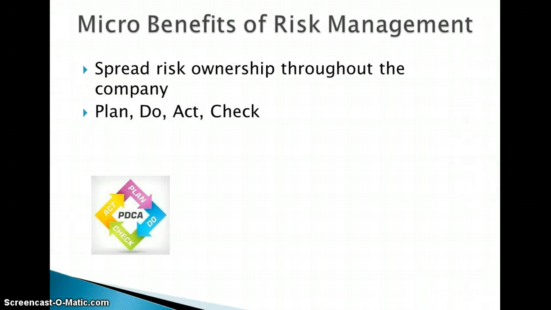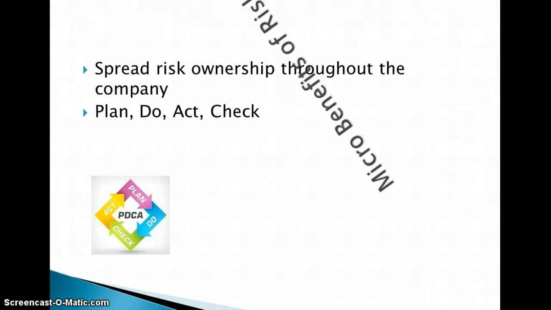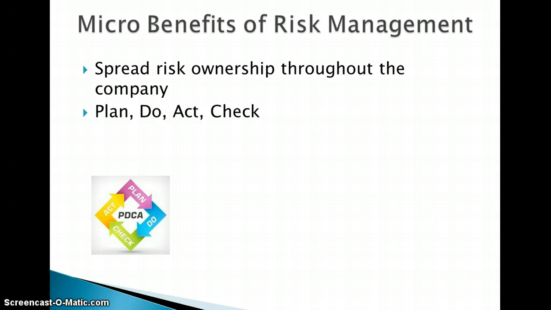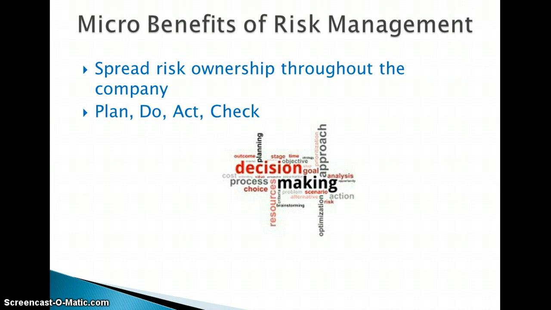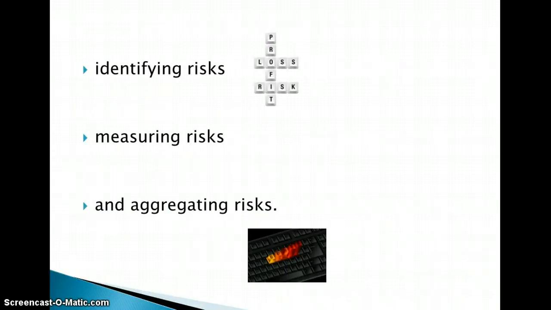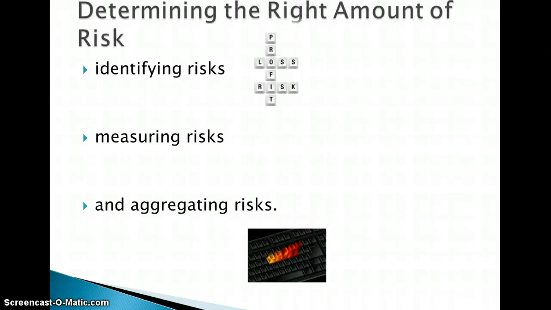The micro or detailed benefits of risk management entail spreading the risk ownership throughout the company. For an inventory of risk to be useful, the information possessed by the people within the organization must be collected, made comparable, and continuously updated. The goal is to identify all important risks, quantify them using a consistent approach, and then aggregate individual risk exposures across the entire organization to produce a firm-wide risk profile.